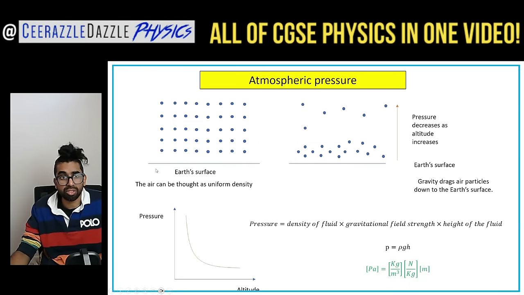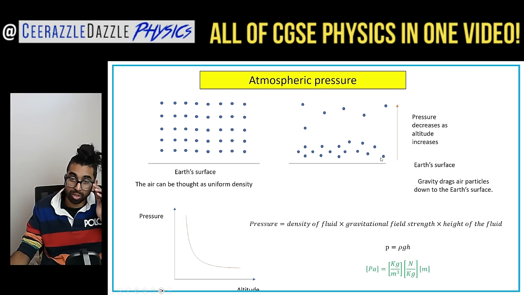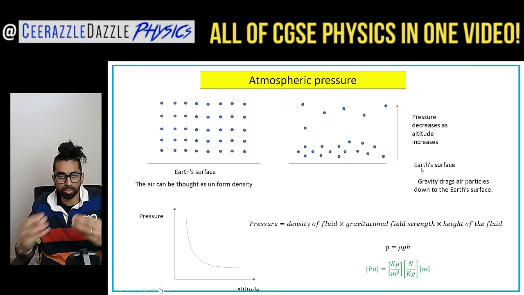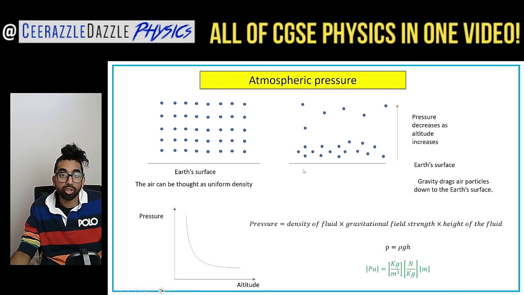Atmospheric pressure now. Let's say on the top left-hand side, this is the Earth's surface. We can usually talk about the air being of a uniform density over here. But in reality, the Earth's surface is more like this. There's a greater density at the bottom, and there's less at the top. Hopefully you know the reason why: it's because gravity is acting, and it drags all the particles down. Plotting the graph of pressure versus altitude, we can see that as you get further and further away from the Earth's surface, the pressure will decrease.